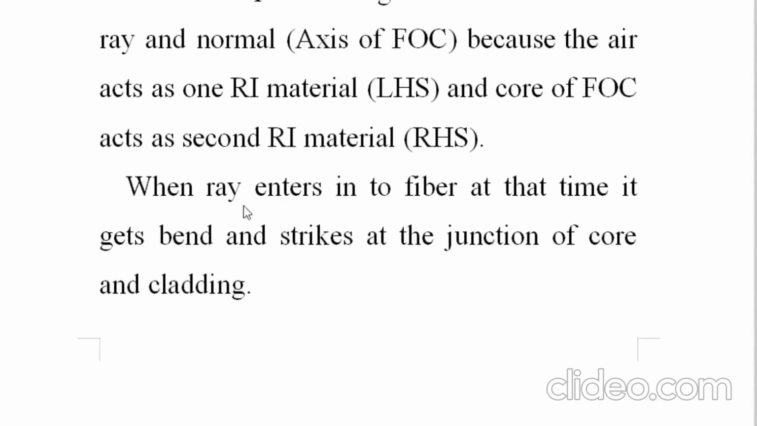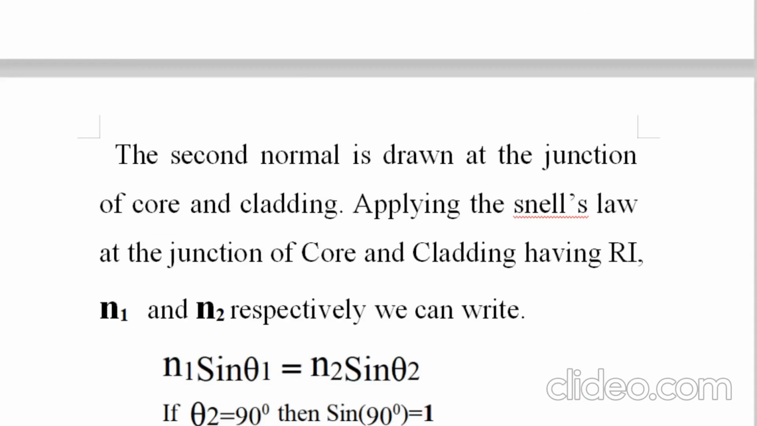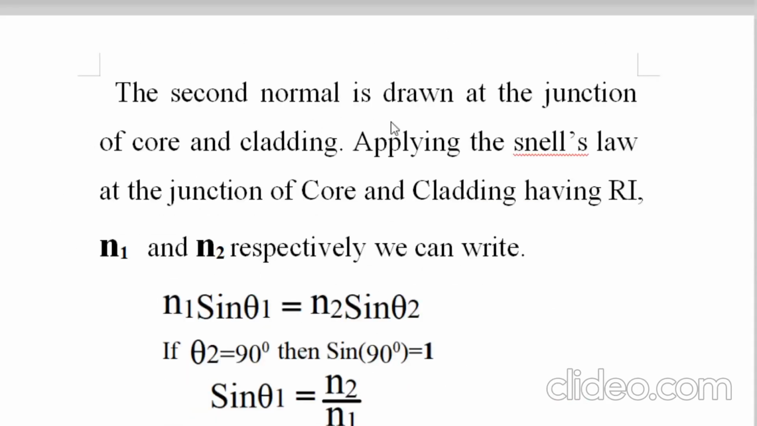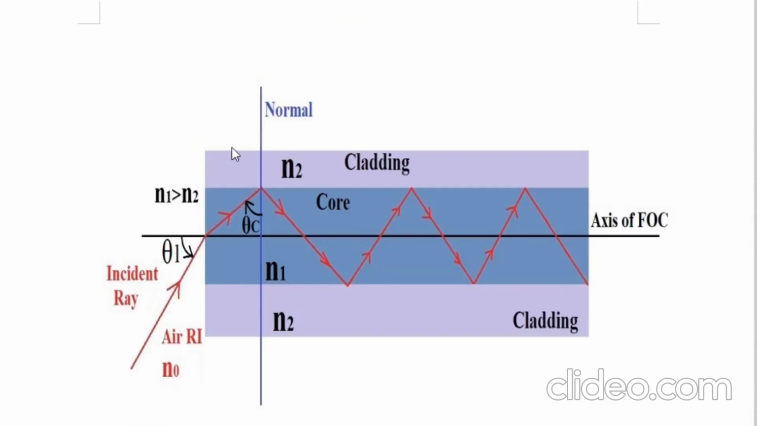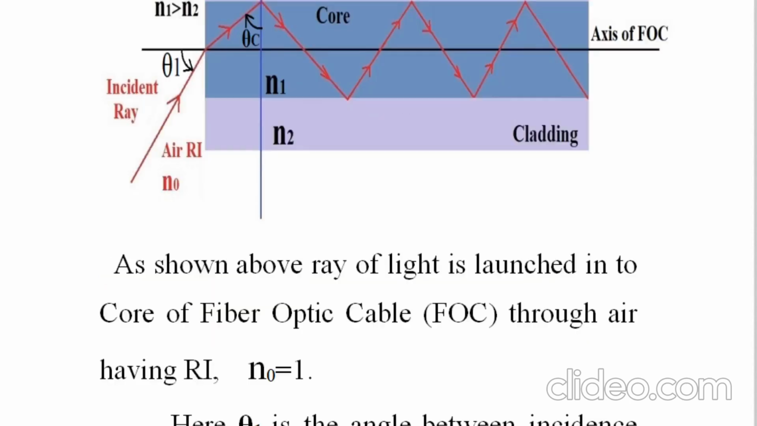So here, when the ray enters into the fiber, at that time it gets bent and strikes at the junction of core and cladding. The second normal is drawn at the junction of core and cladding. The first normal is the axis of the fiber cable. The second normal is at the junction of core and cladding, because a normal is always drawn at the junction of two materials.